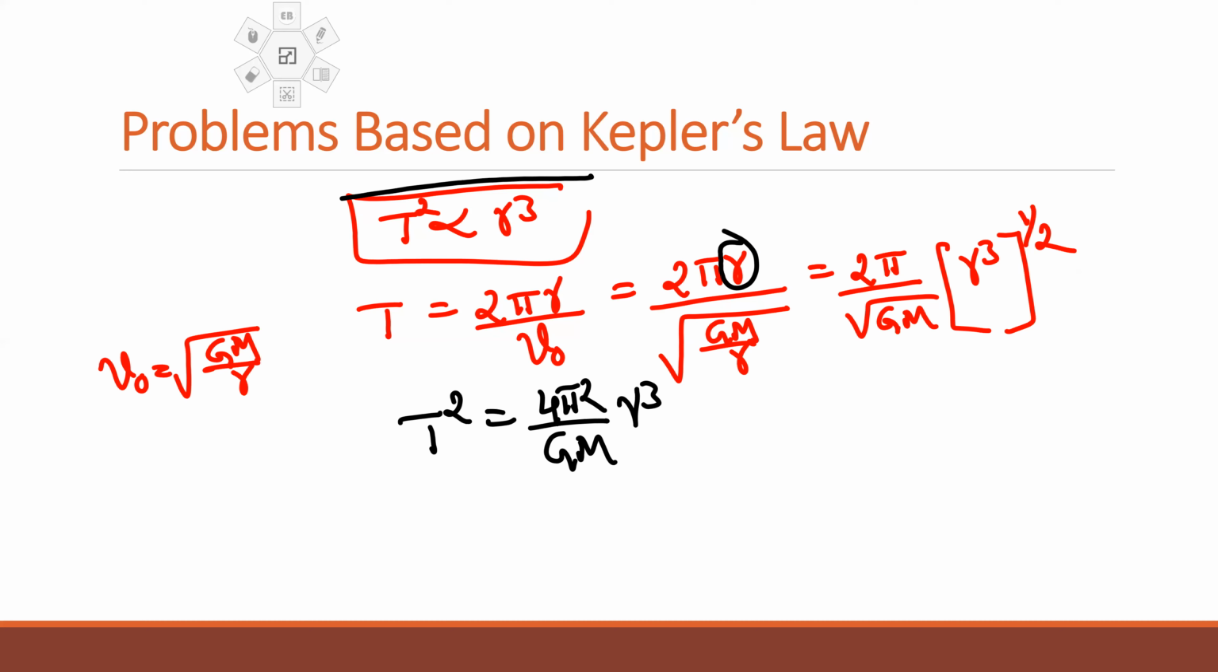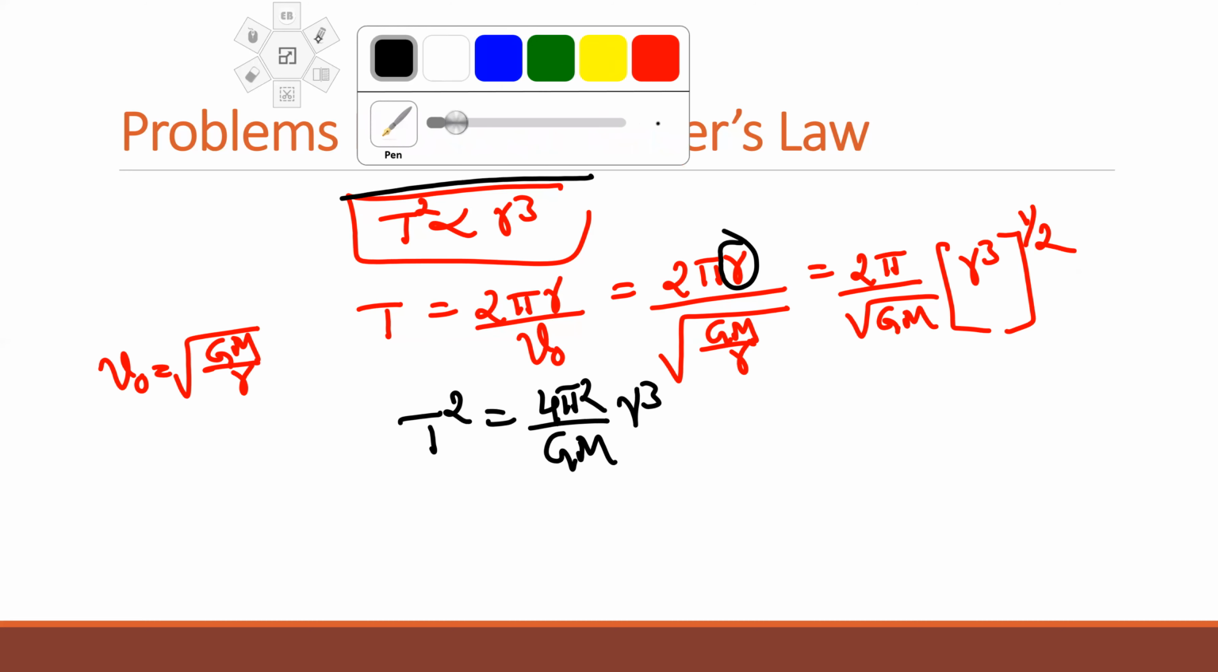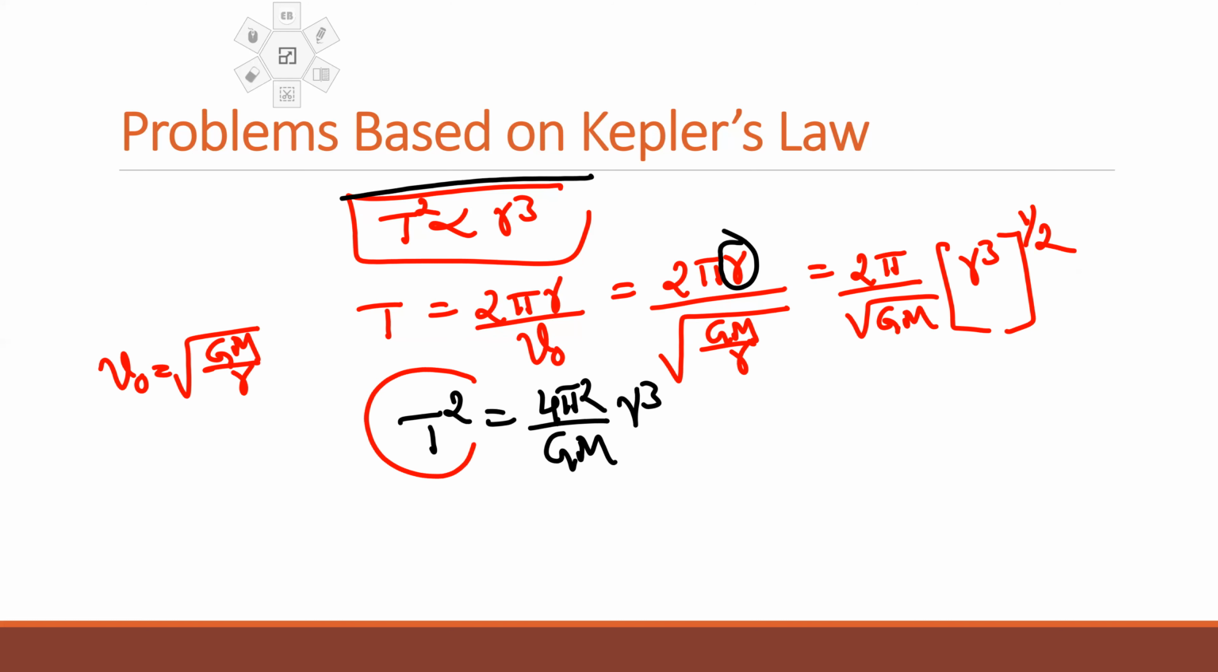Also, I discussed in the previous class, here the variable quantity is T square, which is y, and here x is R. The other factors remain constant. So T square is directly proportional to R cube. And remember students, this time period purely depends upon the mass of the central body, not the satellite.